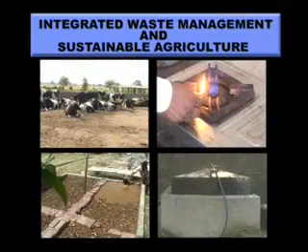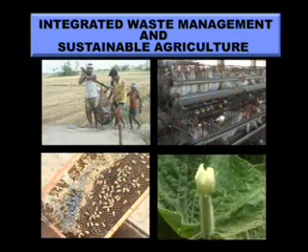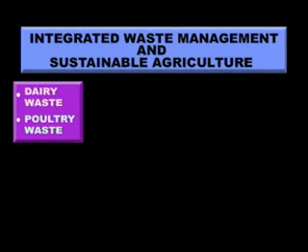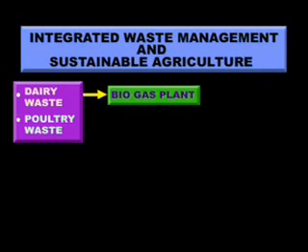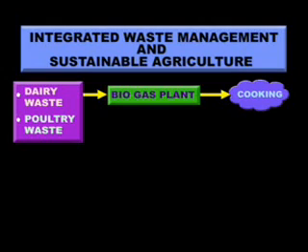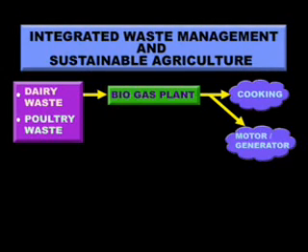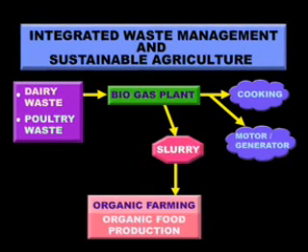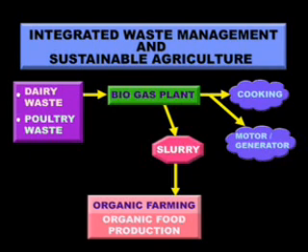Let us now understand the linkage between integrated agricultural waste management and sustainable agriculture with the help of a flowchart. Firstly, by using cow dung and poultry waste in a biogas plant, we can generate biogas. Biogas can be used for cooking, running motor, or producing electricity through a generator. The slurry coming out of the biogas plant can be used for organic farming or even for fishery.